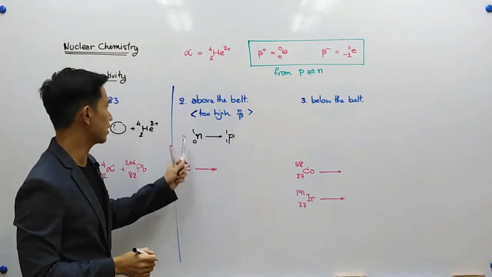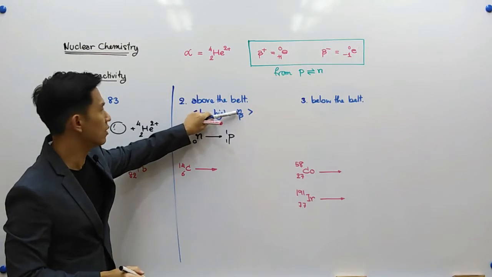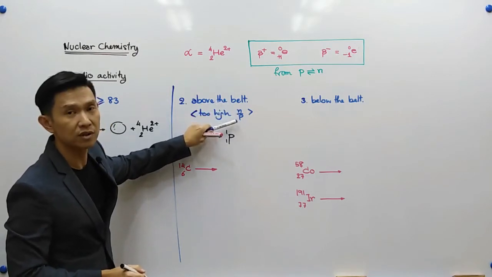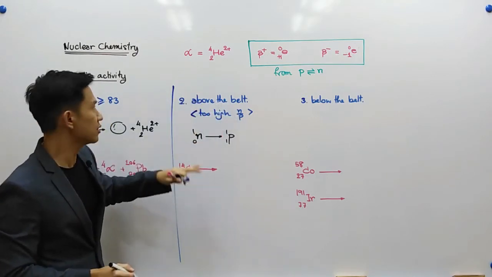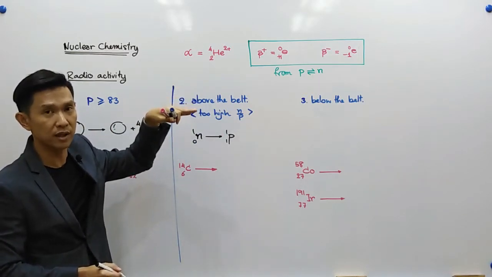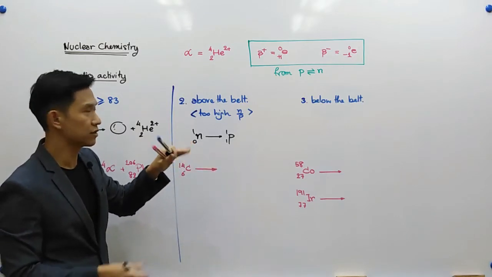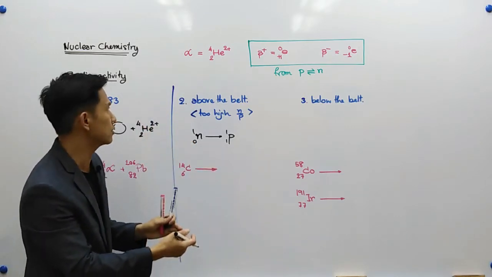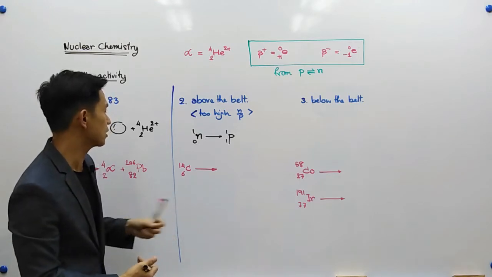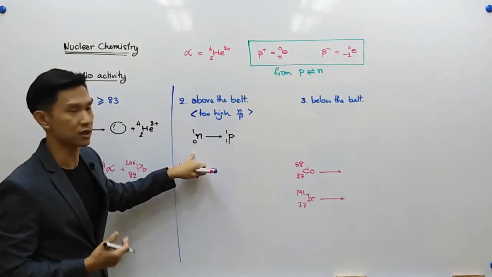This is how you can really decrease that value and increase this value. So the N/P ratio drops. If it is above the belt, that means N/P is too much, so it drops down by this kind of thing. So you have your atom come down to the belt, nearer to the belt. But you have to conserve mass and charge over here.